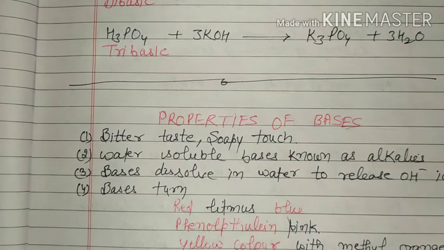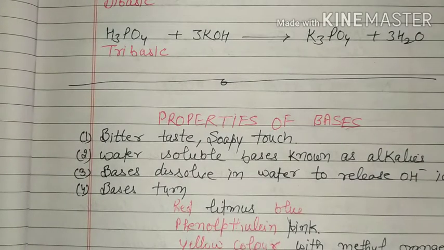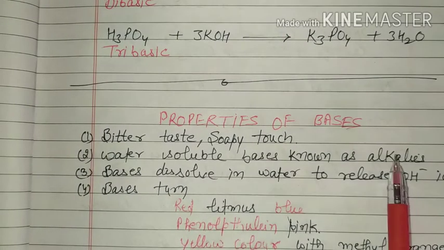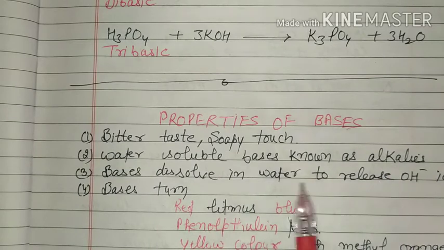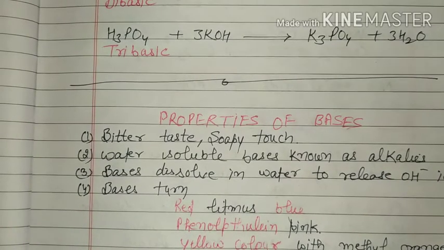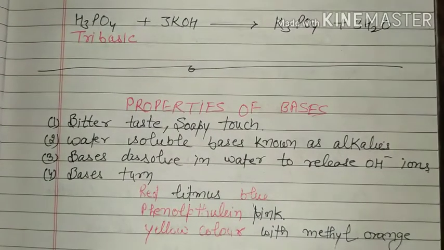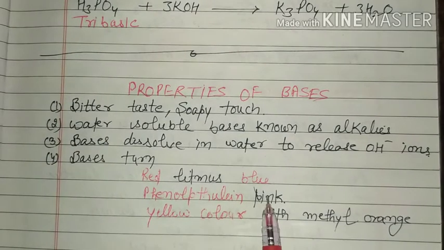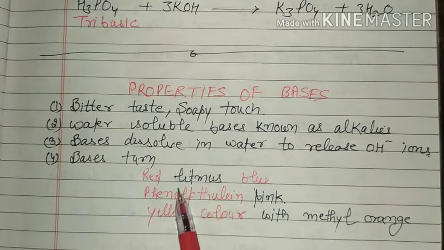First of all, we know what bases are. As we discussed in the previous lecture, they have a soapy touch and bitter taste. A water-soluble base is known as an alkali. Bases dissolved in water release OH negative ions, that is hydroxyl ions. As in the table I gave in the previous lecture, they turn litmus blue, phenolphthalein pink, and methyl orange yellow. These are the characteristics of bases.